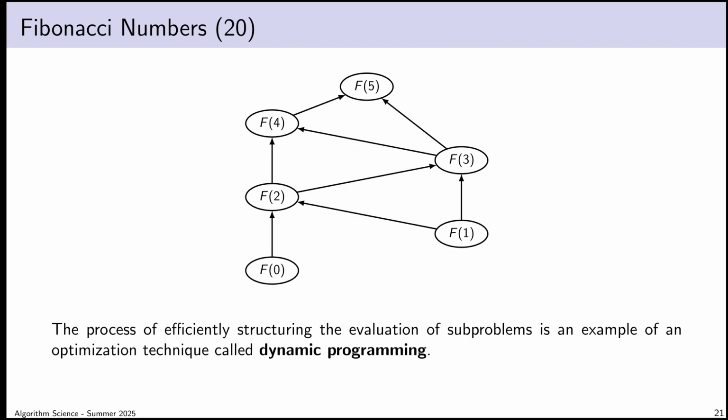So the process of taking a problem, modeling the subproblems, and then coming up with a model of those subproblems that allows them to be evaluated efficiently, and then designing an algorithm based on that evaluation order, that is an example of an optimization technique, which we call dynamic programming. So the term dynamic programming isn't what the algorithm does, it's how we create the algorithm. It's a technique we use to design the algorithm.